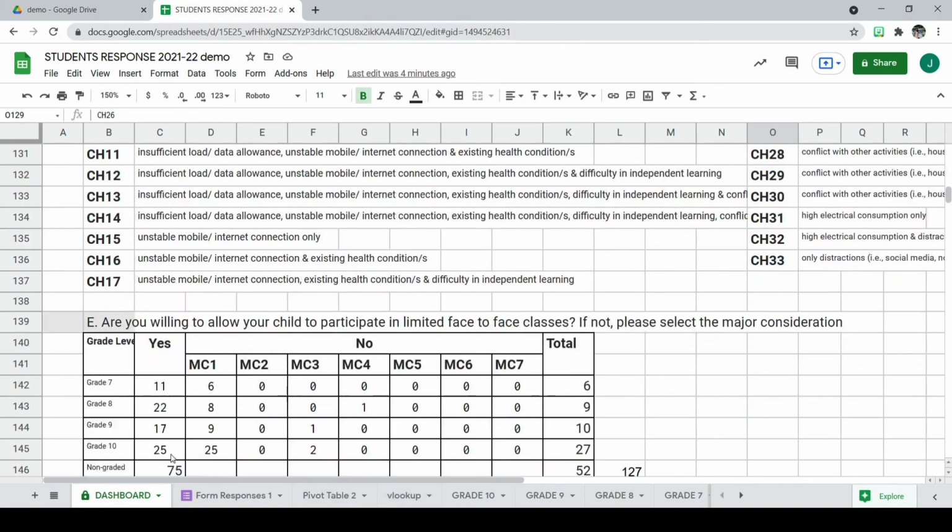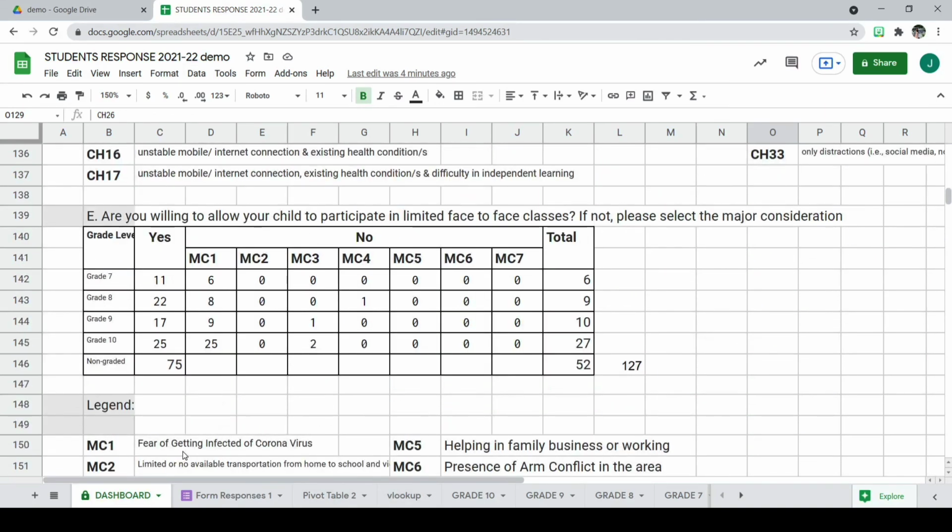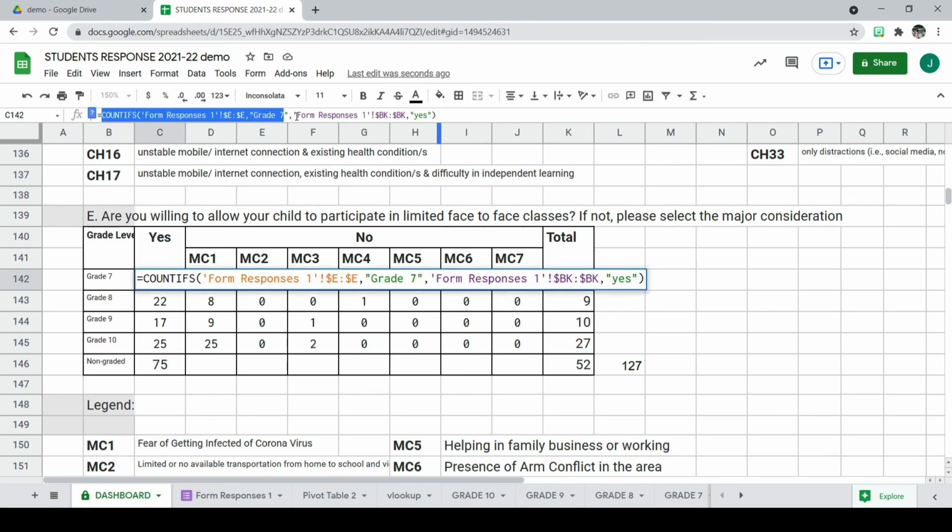And lastly is, are you willing to allow your child to participate in the limited face-to-face classes? If not, please select the major consideration. So, what I did is COUNTIF. This is the easiest. So, COUNTIF if grade 7, the second condition should be that the answer is yes.